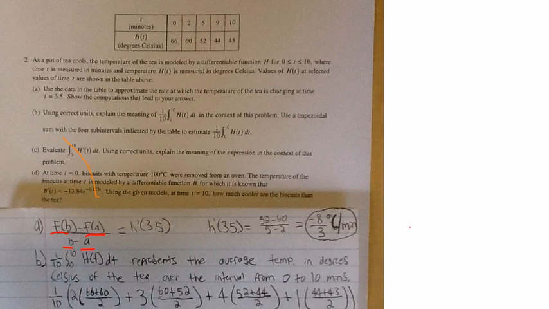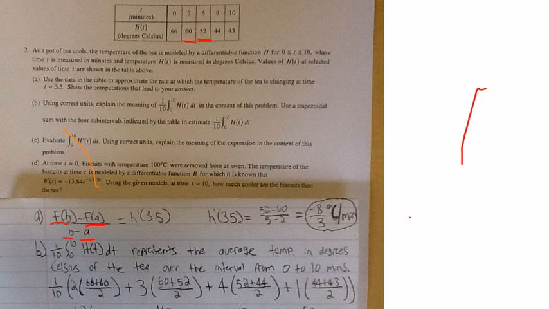Use the data in the table to approximate the rate at which the temperature of the tea is changing at time t = 3.5. To calculate the rate at which the temperature of the tea is changing, we have to find the slope between the 2 points. You do that by doing f(b) minus f(a) over b minus a. So that's f(5) = 52, minus f(2) = 60, over 5 minus 2, which gives you negative 8/3 degrees Celsius per minute. So every minute the tea is getting 8/3 degrees Celsius colder.